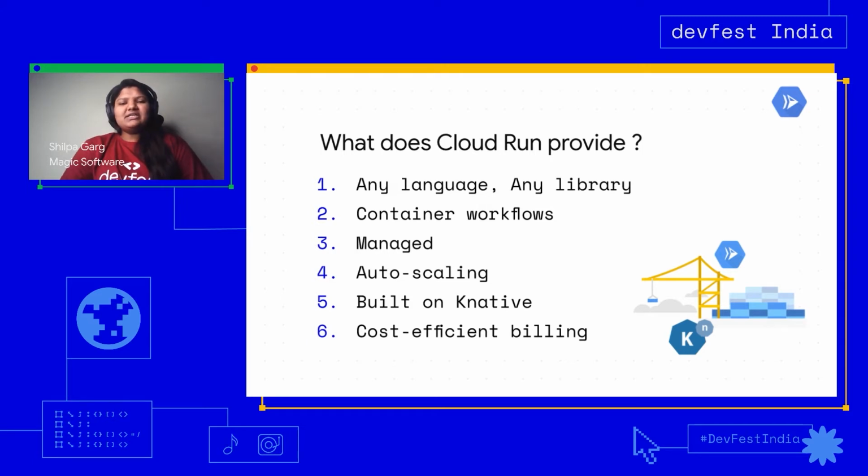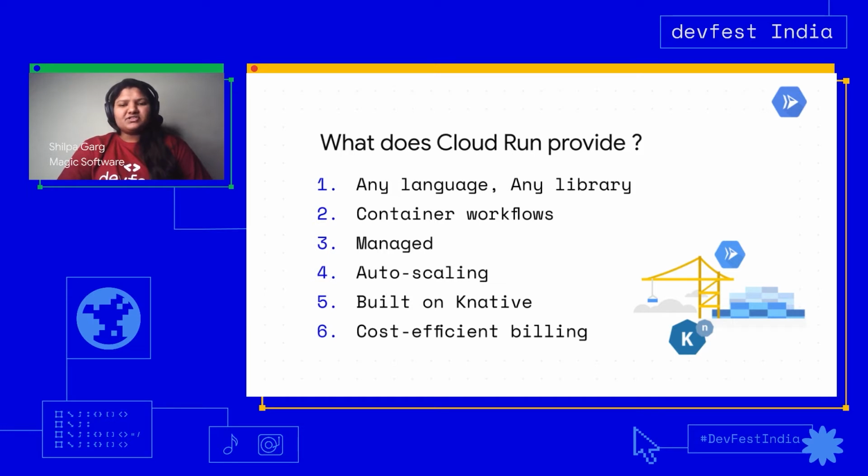So, what Knative actually is? Knative is an open source project built over Kubernetes, which enables us to use the libraries and the languages we want to, and we don't have to worry about the infrastructure in that case as well. It also enables portability for our workloads on the platforms.